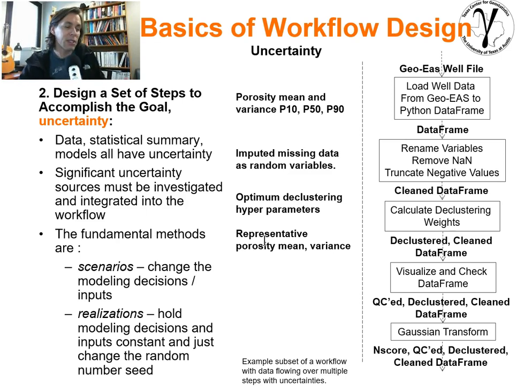In the course, we will focus on getting a pretty straightforward workflow together. And then as we get nearer to the end of the course, we'll talk about quantitative methods to get uncertainty in, and we'll talk about revising the workflow to be able to account for all of those possible sources of uncertainty. The fundamental method will be through scenarios. When we have a change in the decisions, the modeling decisions or the modeling inputs, the statistics, this is a scenario. When we hold the modeling decisions constant and we just change the random number seed to capture spatial uncertainty, that's a realization.